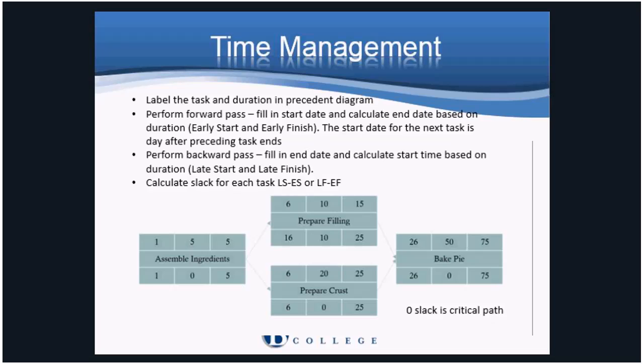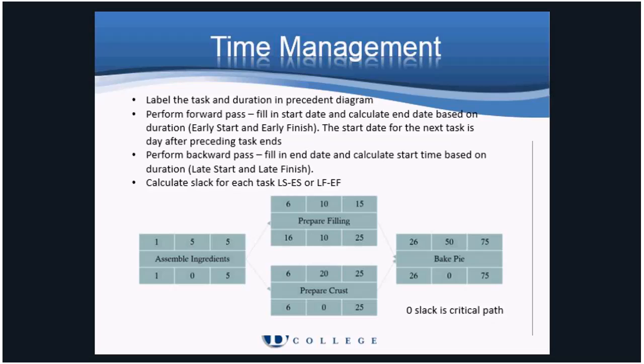This is an example using 4 steps in pie making. The first step is to assemble the ingredients. It has to be completed before the next jobs can start. The next activities are to prepare filling and make crust. These tasks have discretionary dependencies. Each could be started first in this example, and we'll do them at the same time.